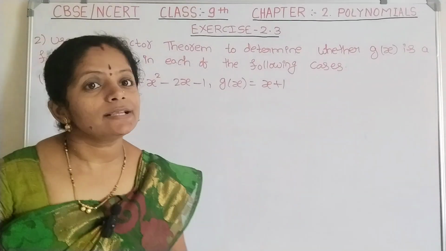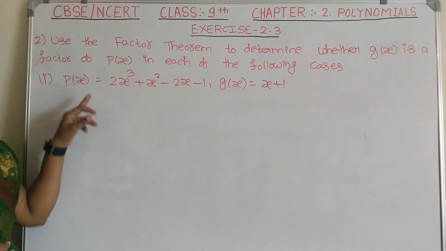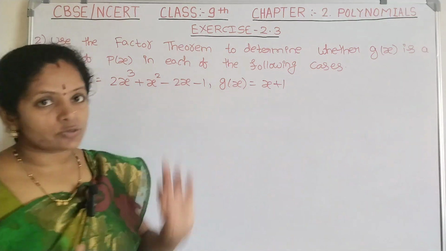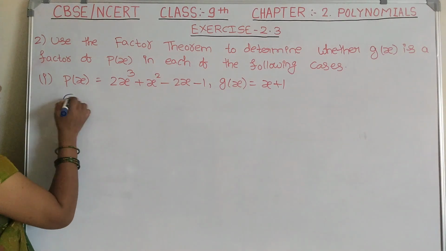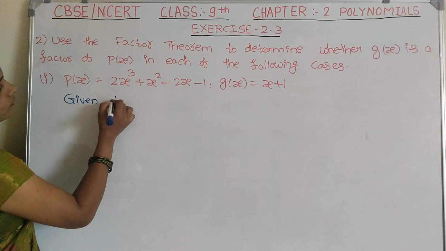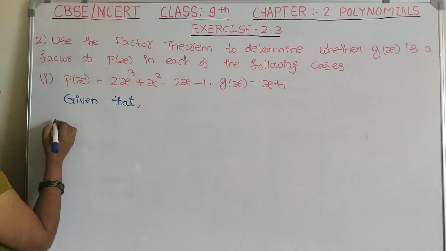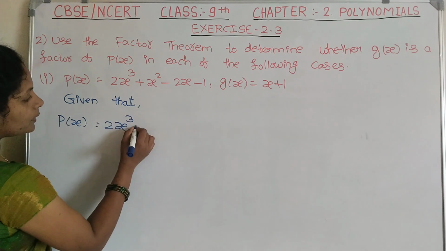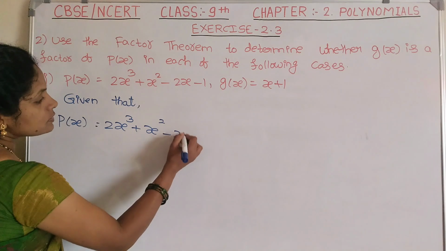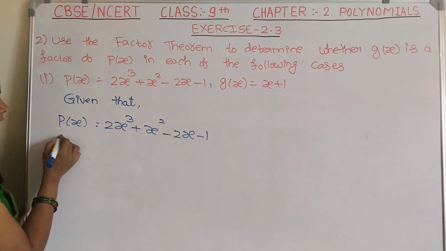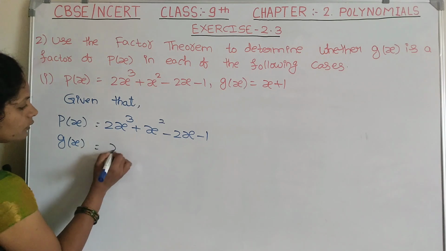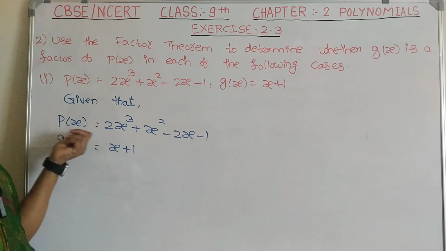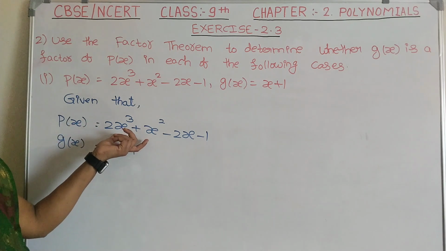In that, the first bit is given as p of x is equal to 2x cube plus x square minus 2x minus 1 and g of x is equal to x plus 1. First we write the given data. P of x equals 2x cube plus x square minus 2x minus 1 and g of x is equal to x plus 1. We have to determine whether this g of x is a factor of this or not.